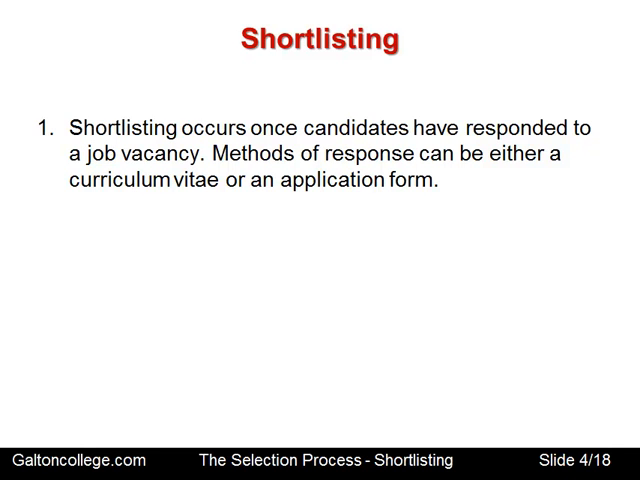Shortlisting occurs once candidates have responded to a job vacancy. Methods of response can be either curriculum vitae, a CV, or an application form. Those are the usual ways in which people apply for jobs. They submit their CV, their curriculum vitae, or some people say a resume, to the company. The CV contains all of the essential information about them: name, address, education, work experience, and a little background on themselves.